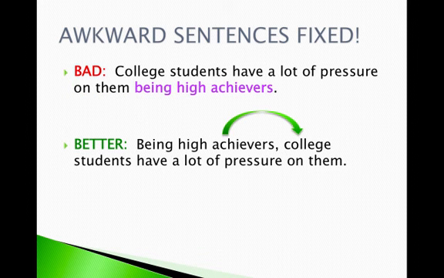And then the third one, remember, was bad also. It said college students have a lot of pressure on them being high achievers. The purple words there are a dangling modifier. They are supposed to be describing college students, therefore they should be next to college students in the sentence, but in the bad example, they're tagged on to the end, making it awkward. So the better sentence says, being high achievers, college students have a lot of pressure on them.